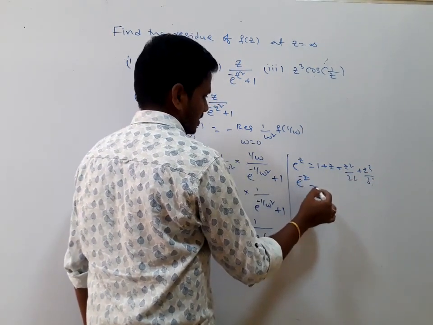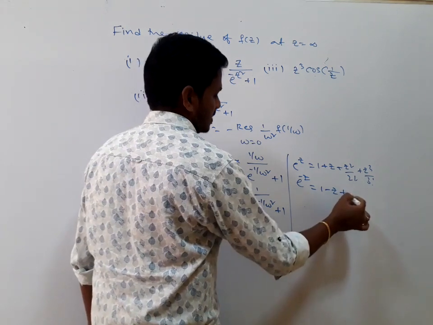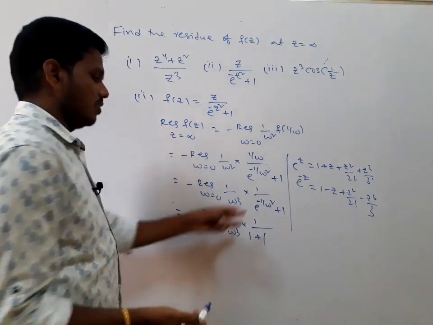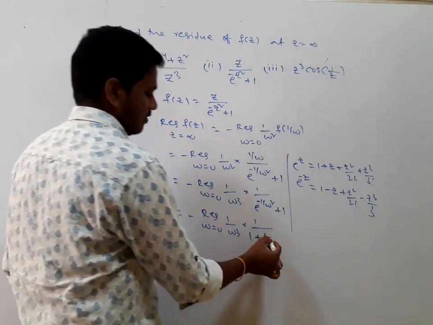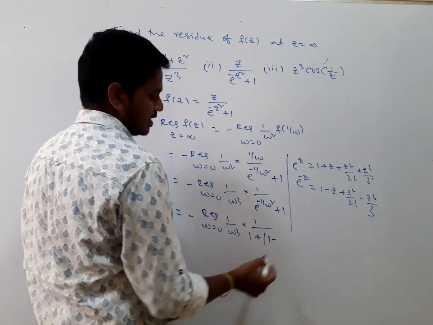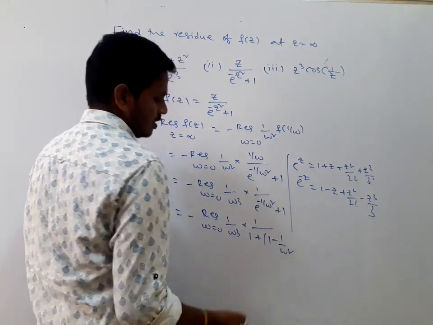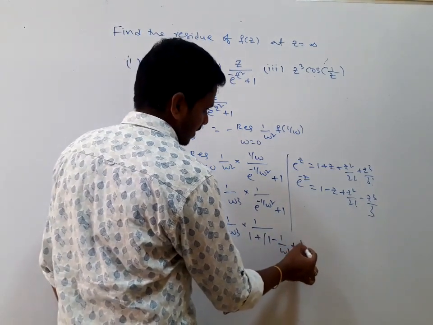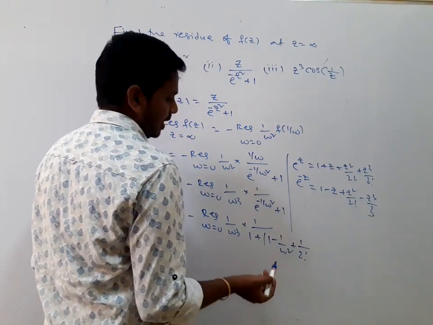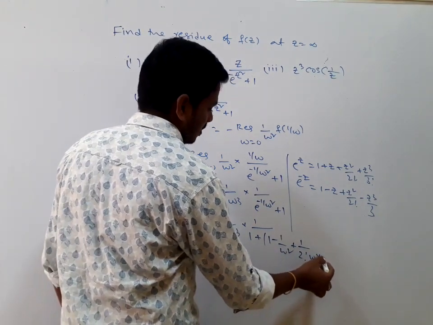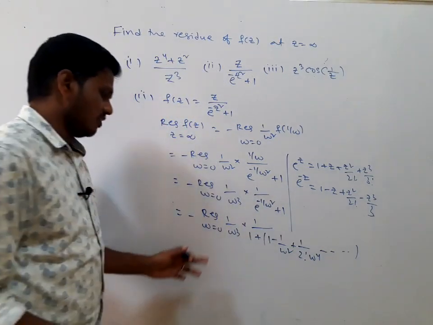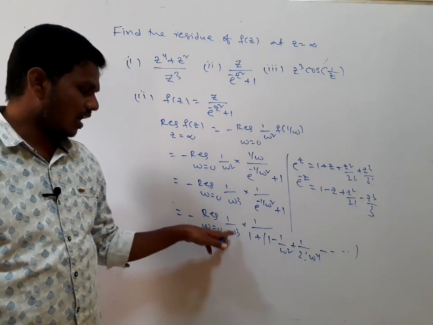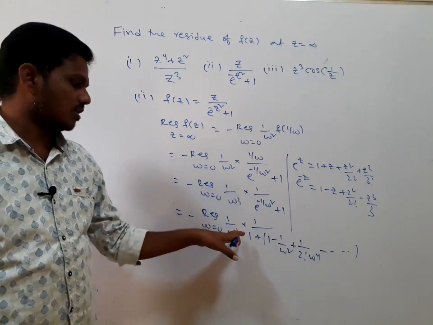e to the power of minus z is what? 1 minus z plus z square by 2 factorial minus z cube by 3 factorial, and so on. Here, in the case of z, minus 1 by w square is there. 1 minus z is nothing but 1 by w square. Next, z square is nothing but plus 1 by 2 factorial into 1 by w square whole square, which is w to the power of 4, plus so on. See this expansion, if you are multiplying with 1 by w or w cube also, you don't get any term of 1 by w, right?